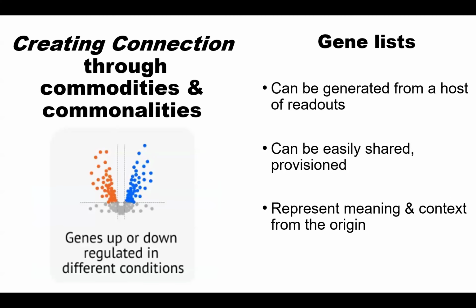Better yet, gene lists are readouts from a host of different places. You get them from GWAS, gene expression, ATAC-seq, many other things, right? They can easily be shared. They have no protected data to them. It's just awesome. They can be stored in very consistent ways, and they represent meaning and context from the origin, right? So that's another piece that's really important.